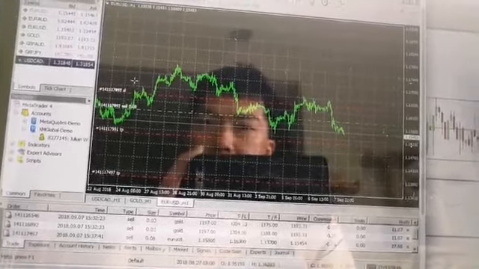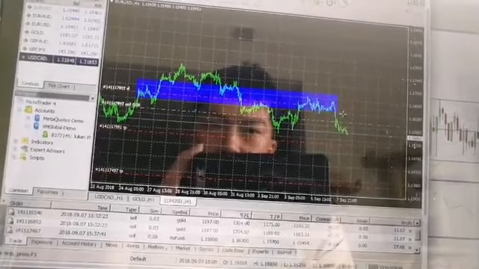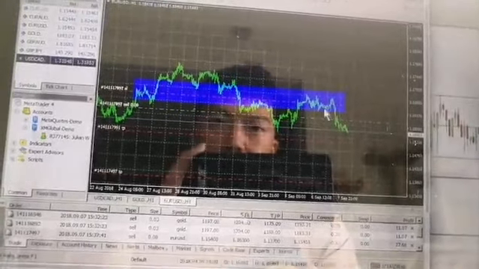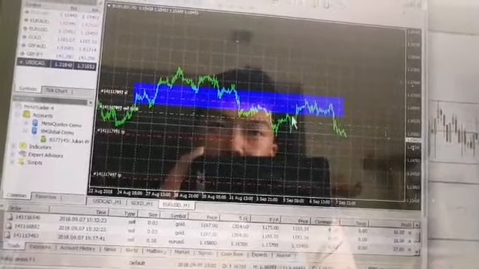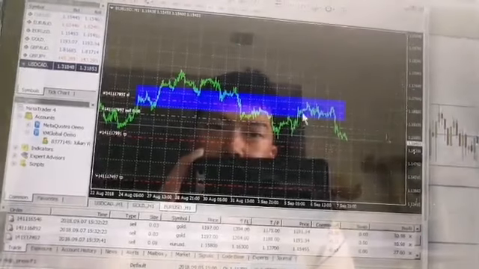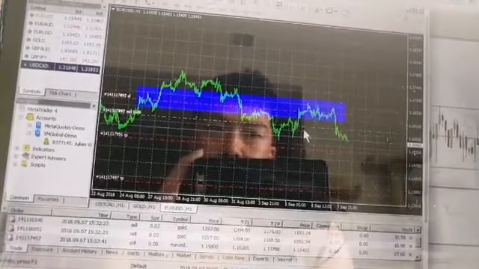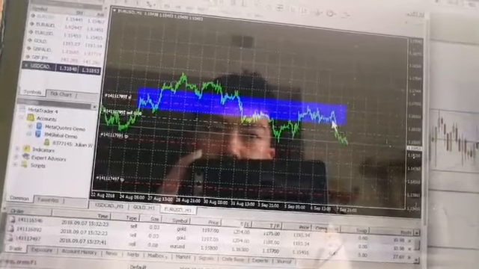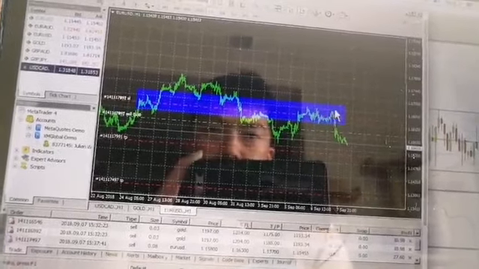Like I said, this is supply and demand, and over here it's just outside. It was a zone that came out, and then it went back in again. So this is the exit of that zone.